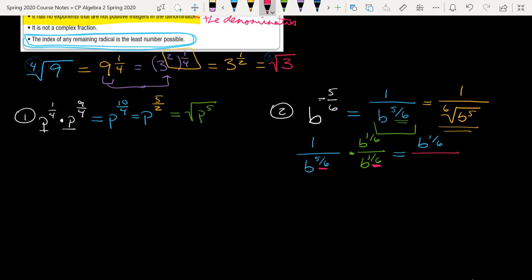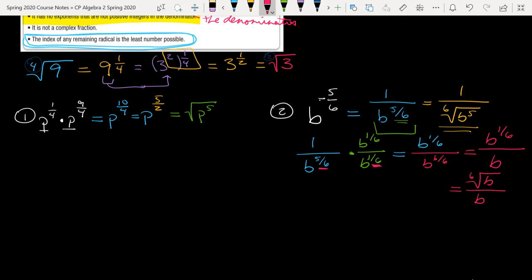That gives us b to the 6/6. And 6 over 6 is 1. So that leaves us with just b to the 1/6 in the numerator and b in the denominator. If we want to rewrite this in radical form, that's the 6th root of b divided by b. I think this is a really important problem, and I hope you'll go back and take another look at it.